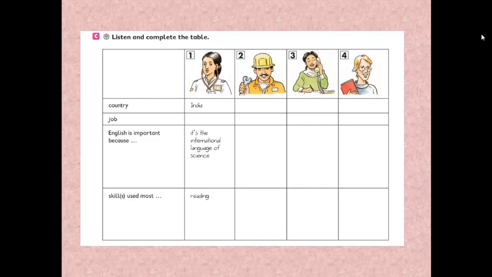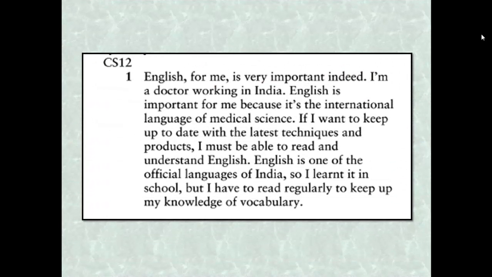Now, practice number C. Listen and complete the table. Here we have a table. This table contains 4 columns according to the person, and on the left we have country, job, English is important because so and so, and then skills used most. So first of all, let's listen, and after listening we can complete this table. Number 1, the first conversation.